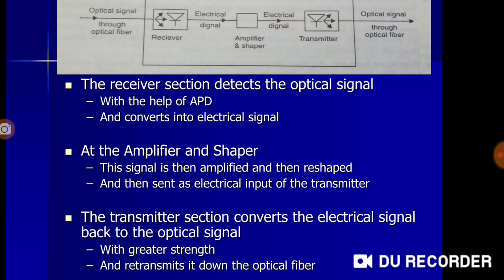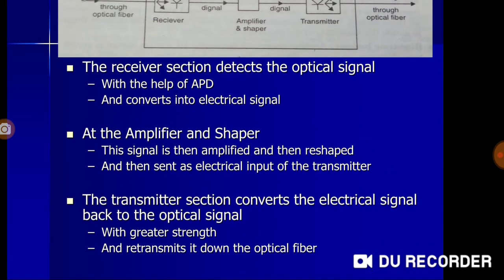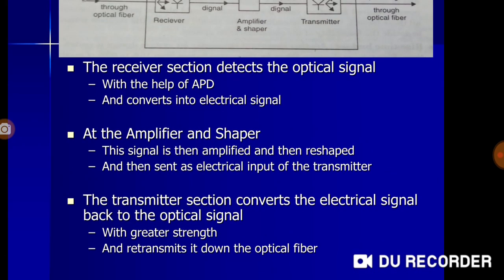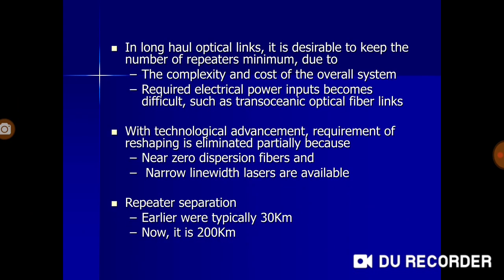Then the amplifier and the shaping section comes in. Here the signal is amplified and then reshaped, and then sent as electrical input to the transmitter, and the transmitter section converts the electrical signal back to the optical signal with greater strength and retransmits it down the optical fiber. So this is all about the process.